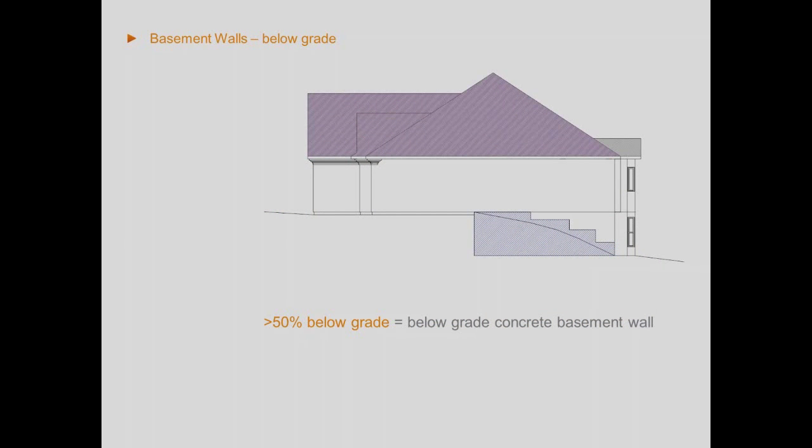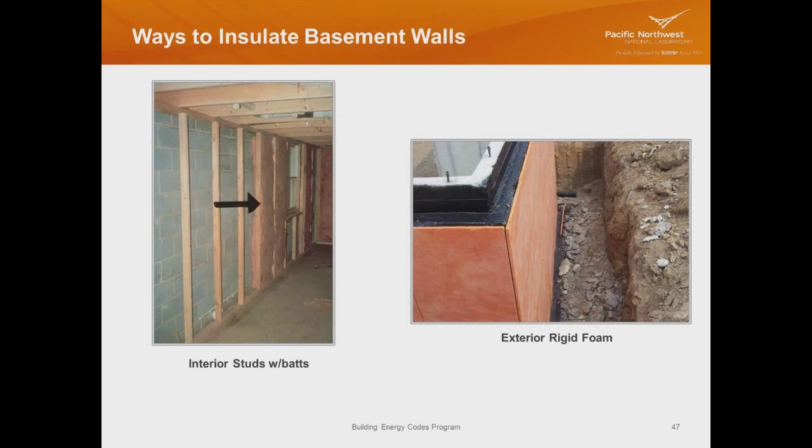Basement walls. Again, more than 50% below grade is considered a basement wall. If not, it's an above grade wall. There are different ways to insulate your basement wall. I can do it on the exterior. I can do it on the interior.